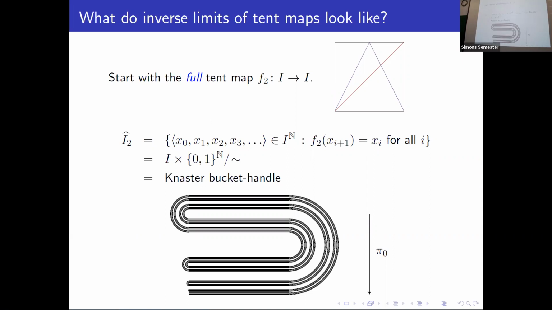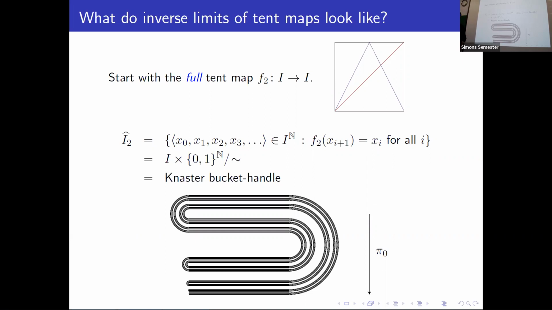Yep, and similarly, if x1 happens to be 1, well, then there's only one preimage, and that will give identifications here. These identifications come in the case where x2 is equal to 1, and so on. Yep, so we get a Cantor set of intervals with identifications on their endpoints. And actually, this is exactly the Knaster bucket handle continuum. It's probably the simplest example of an indecomposable continuum. Okay, but already pretty complicated. And this is the simplest thing that we found for an inverse limit of a tent map.